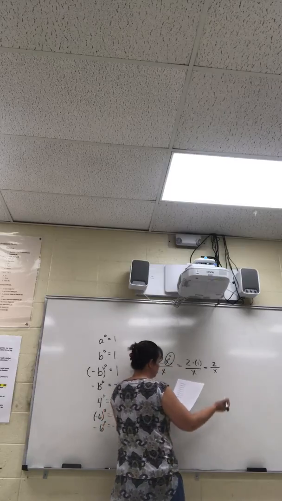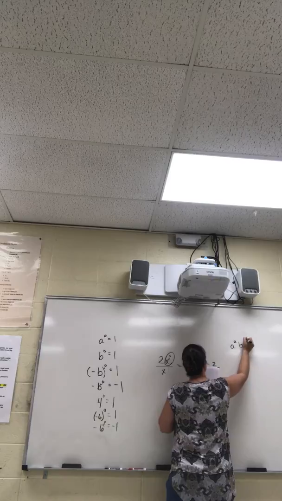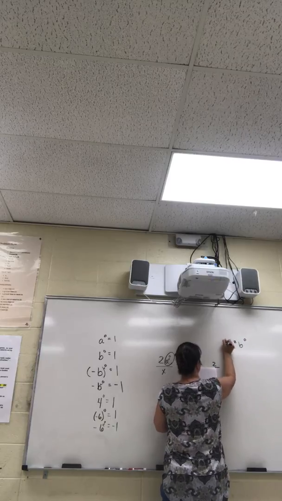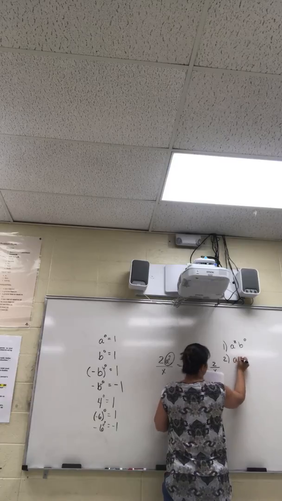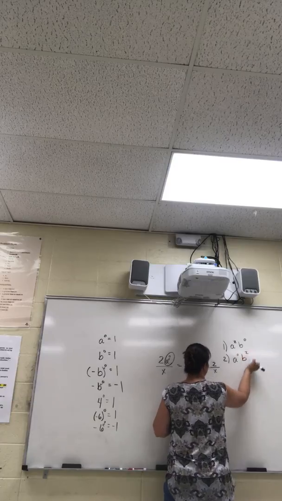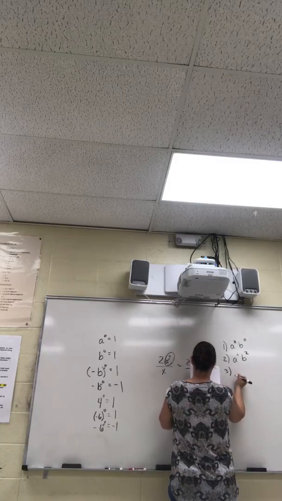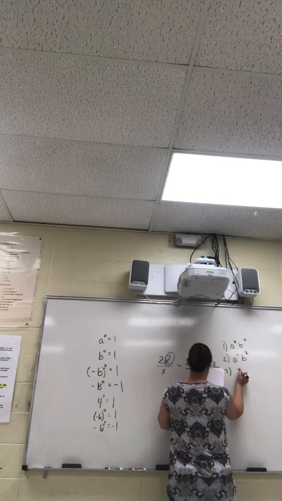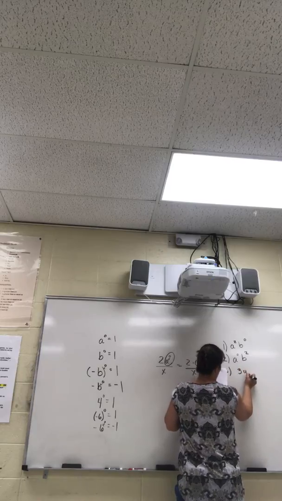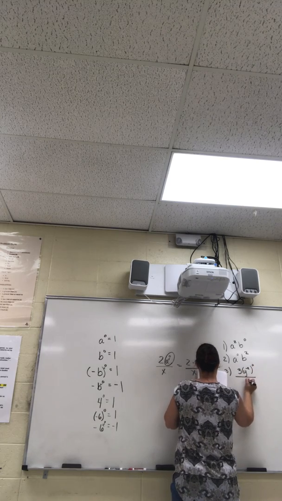So the questions I want you to try is a squared b to the zero power. And the second one is a to the zero power b squared. And I'm going to go ahead and give you one more. And that one would be 3y to the negative 2, all to the zero power, over 4.